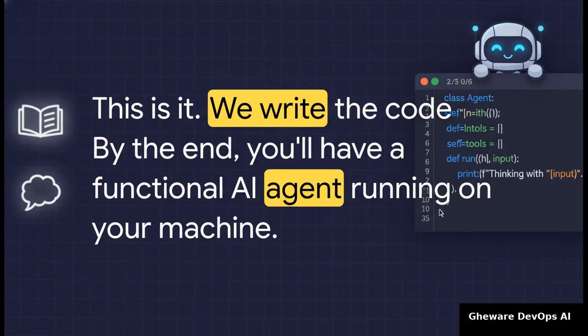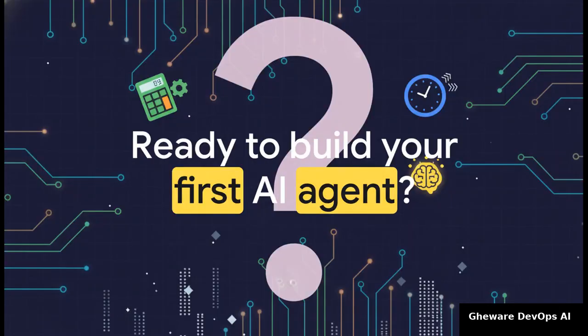That's right. No more hypotheticals, no more abstract concepts. We are jumping straight into the code. And my promise to you is this: by the end of this explainer, you will have a fully functional AI agent running on your own machine. An agent that can perform real, actual tasks for you. Okay, let's dive right in.